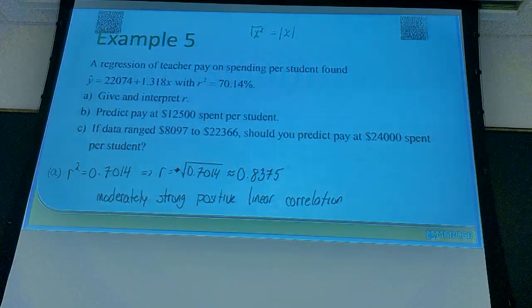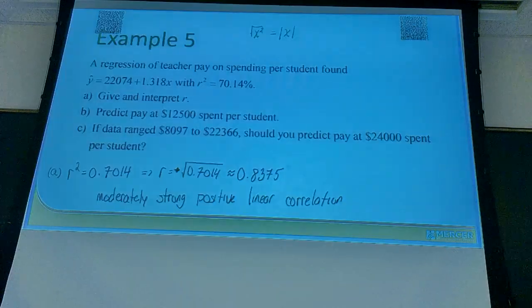So B was to predict pay at $12,500 per student. So we do have a problem here in that they're asking us to predict at 12,500, but we don't know what the range is. That comes in part C, which I can't assume. So I have no idea if this is interpolation or extrapolation. I have no idea if this is going to be meaningful in any way. I'm just going to note that.